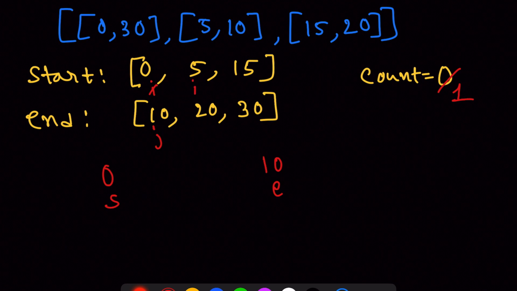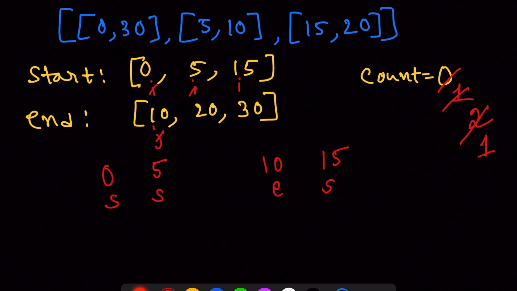Here also we see start of i is 5, end of j is 10, start of i is less than, that means at 5 also something is starting. So we have to increment our room count, and also increment our i. Here we see start of i is greater than end of j, right? So that means there comes a 15 event that is starting after this end time. So in this case we can decrement our room count, and we can increment our j.